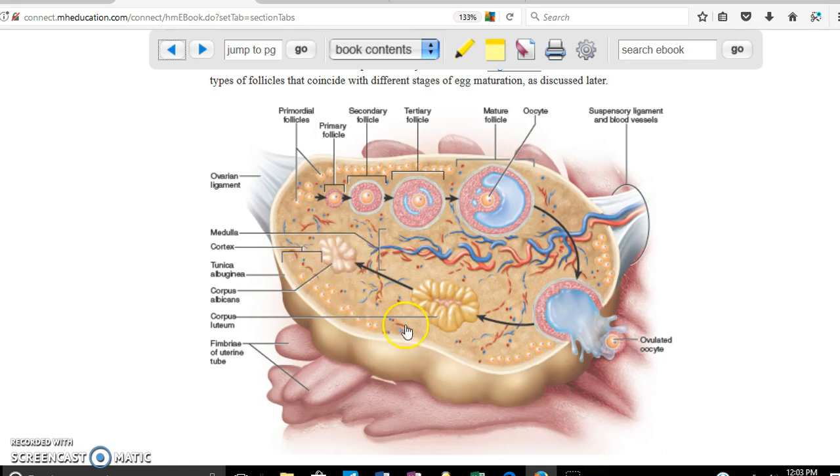So in the ovaries, the external part is the cortex. The middle is going to be the medulla. Let's keep scrolling down.